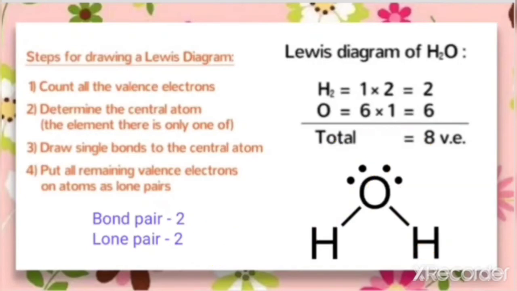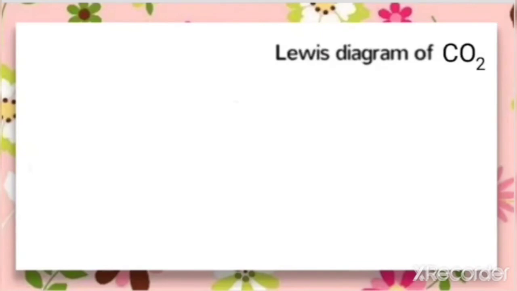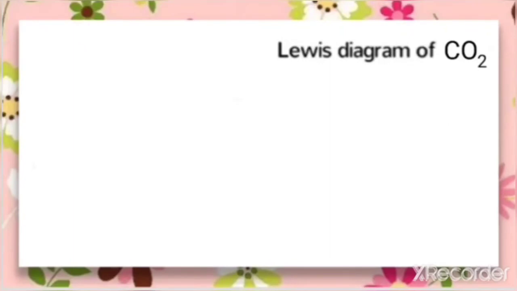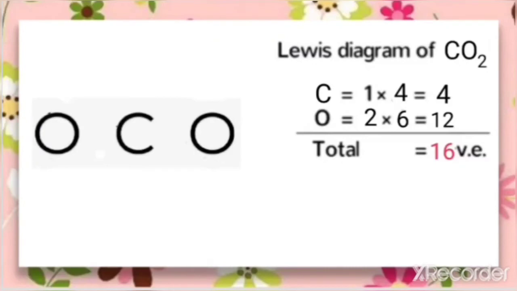Now let us discuss the Lewis structure for carbon dioxide. Carbon dioxide has 3 atoms, that is 1 carbon and 2 oxygen. Which one will be the central atom here? Carbon will be the central atom, and the 2 oxygens will be written on the terminal positions.